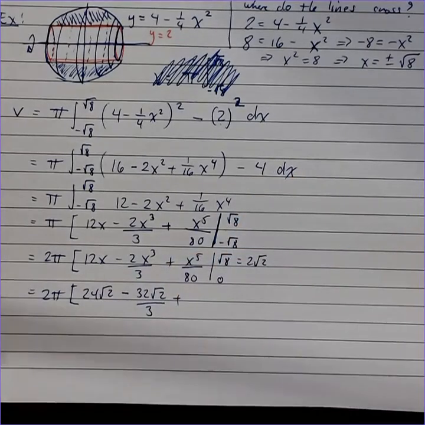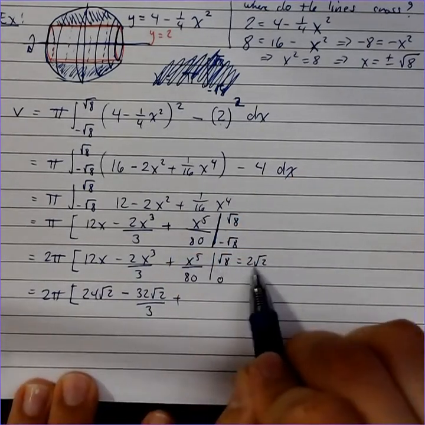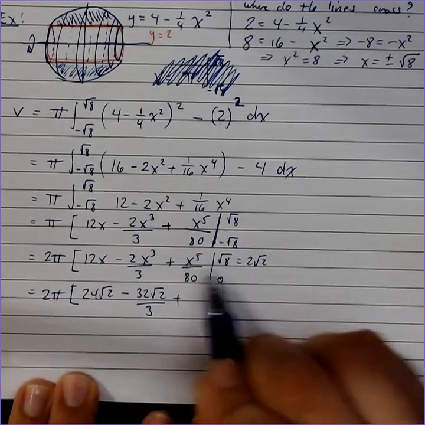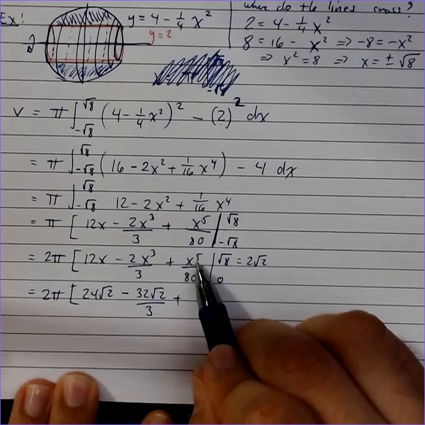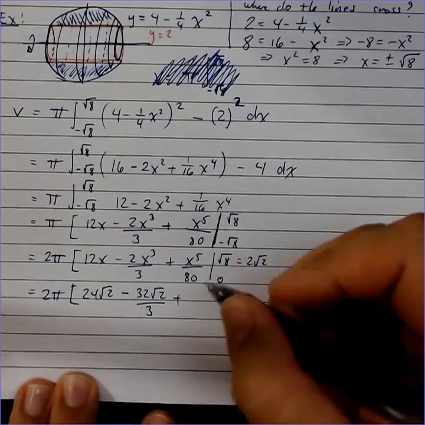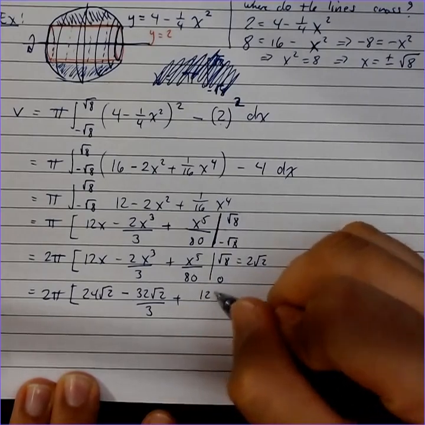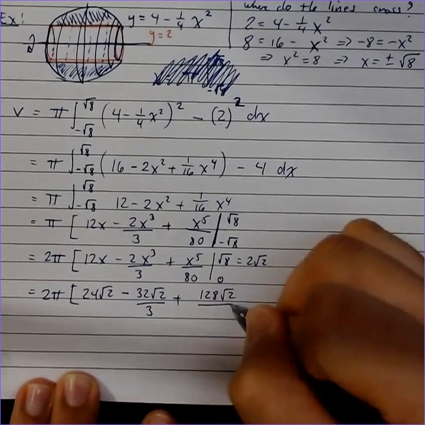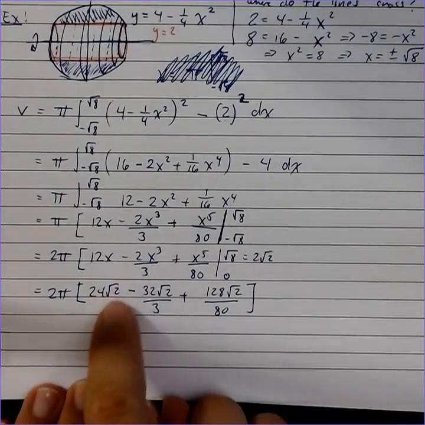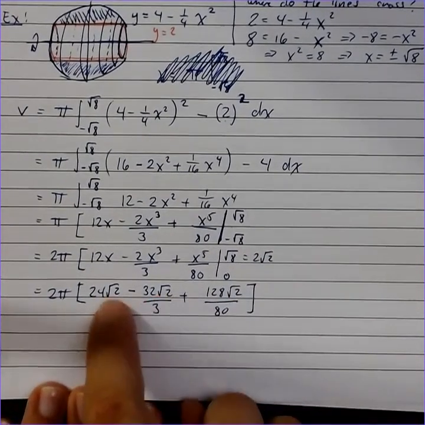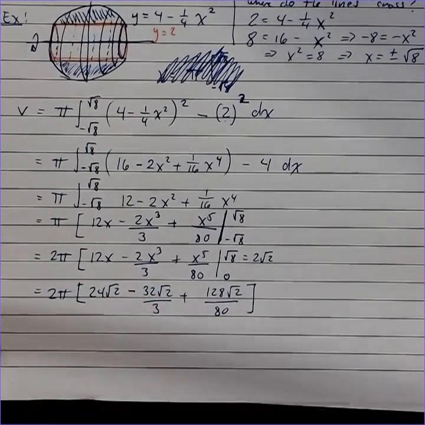Plus, and then if we substitute this in here, 2 root 2 to the fifth power. 2 to the fifth is 32. Root 2 to the fifth, that's 4 root 2. So multiply that together, that's going to give you 128 root 2 over 80. And as intimidating as that might look, notice that all of these have a common factor of root 2, which we can just factor out now.